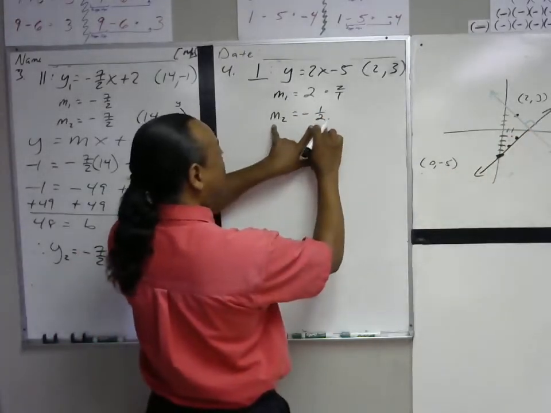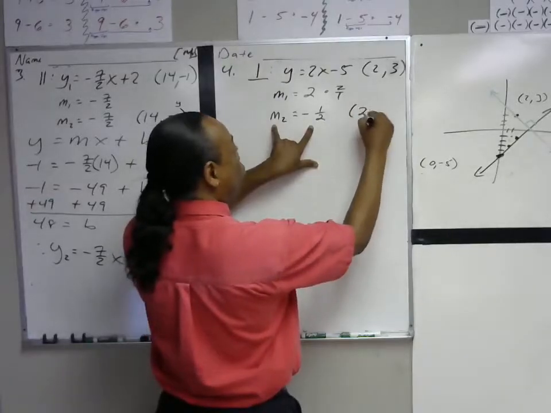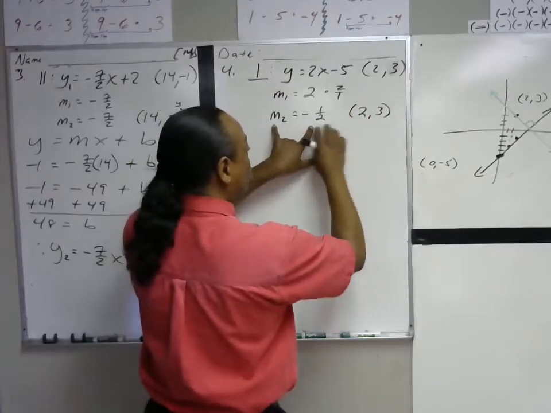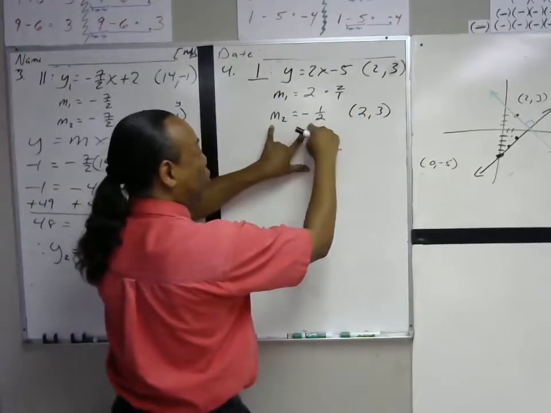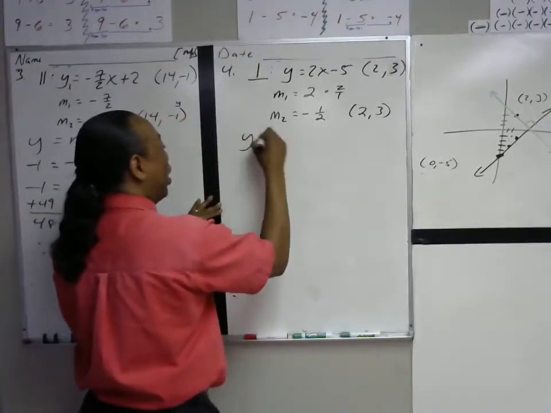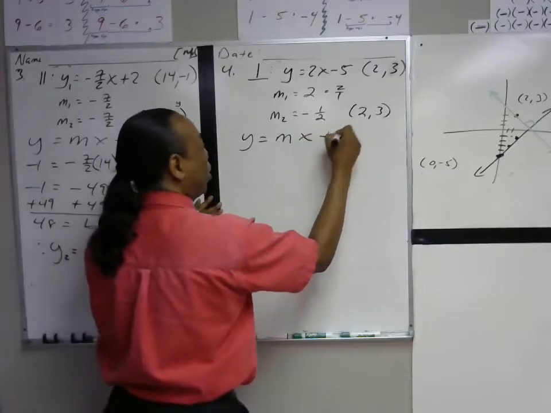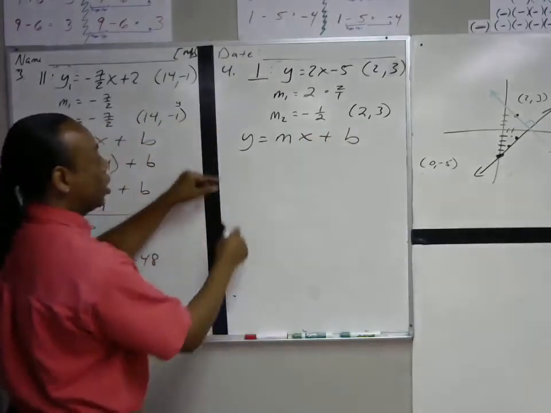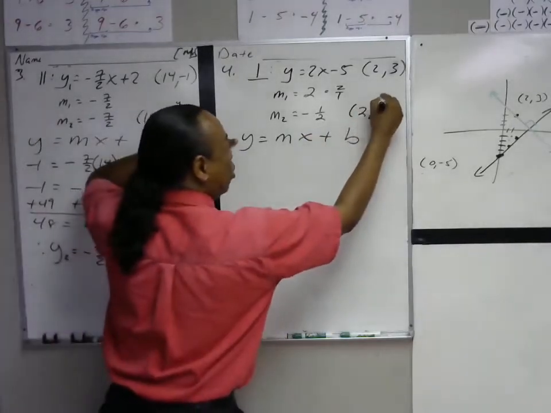And for the second slope, we're going to use the point (2, 3). So using this situation right here, the second slope and this point, we're going to make a line from this. So y equals mx plus b. The y, we're going to use 3.